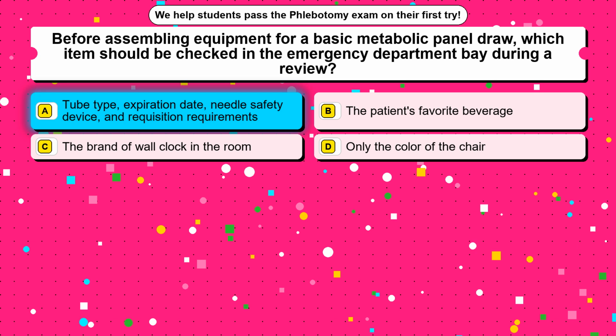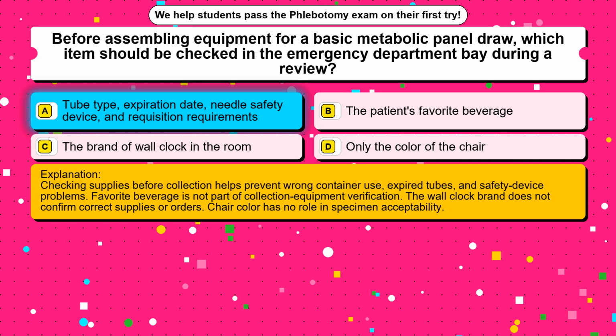The correct answer is option A. Tube type, expiration date, needle safety device, and requisition requirements. Checking supplies before collection helps prevent wrong container use, expired tubes, and safety device problems. Favorite beverage is not part of collection equipment verification. The wall clock brand does not confirm correct supplies or orders. Chair color has no role in specimen acceptability.